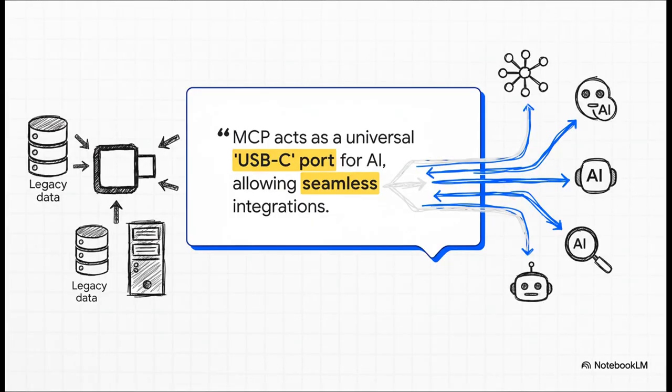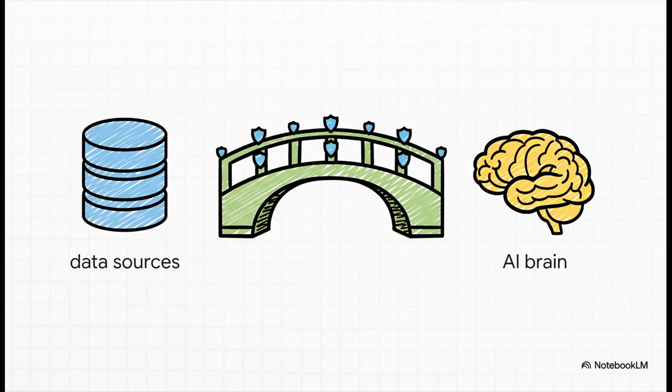I love this analogy. Think of MCP as the USB-C port for AI. Everything just plugs in. So, an MCP server basically extends CONNX, turning it into a secure bridge for AI to talk to your data. So how does it work?